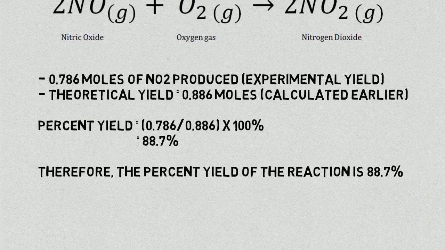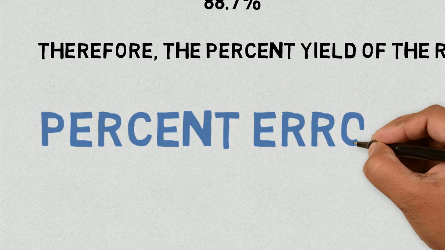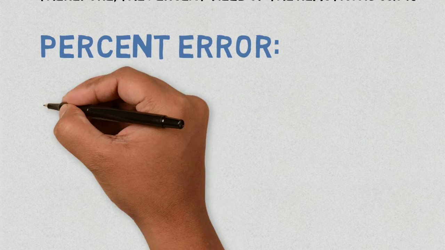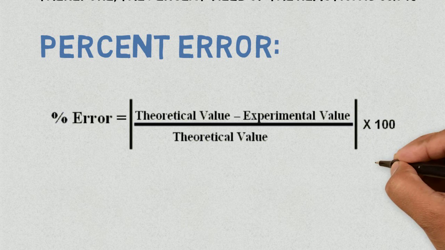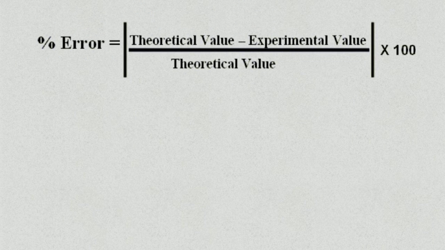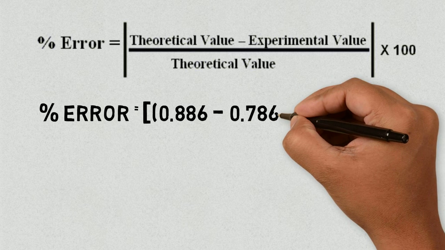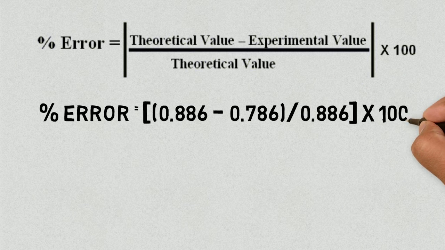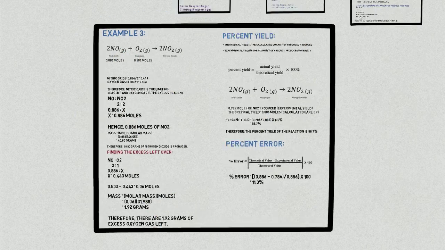Now, our experimental yield is actually lower than the theoretical yield. Why is that? It's because of error. What if we want to find our percent error? Well, we take the theoretical yield, subtract the experimental yield from it, and then divide by the theoretical yield. Afterwards, we multiply by 100 and we get our percent error. So for this reaction, we would do 0.886 minus 0.786, divided by 0.886, and then multiply by 100, and we get a percent error of 11.3%.